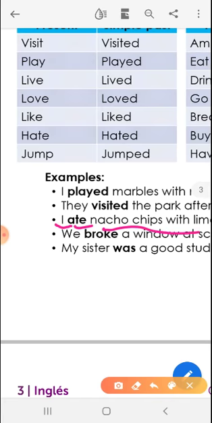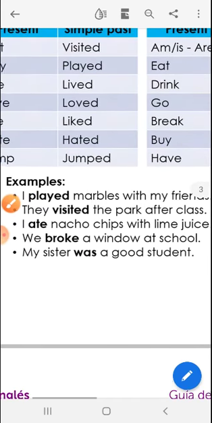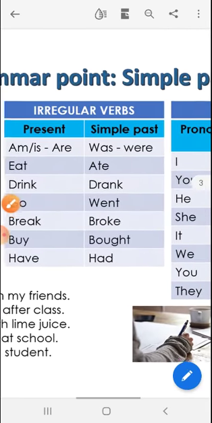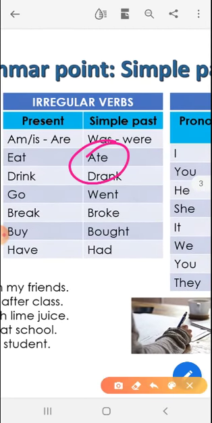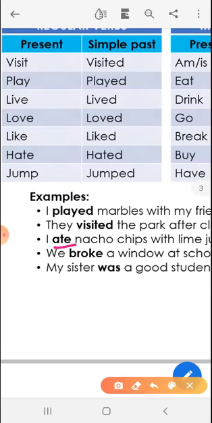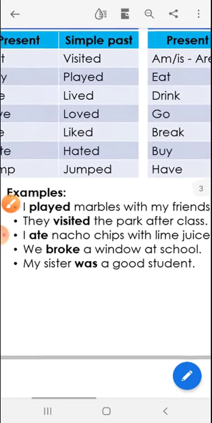I ate nacho chips with lime juice. This sentence is in past. Ate. In past is an irregular verb in the past. Es un verbo irregular en el pasado. Ate. I ate nacho chips with lime and juice.